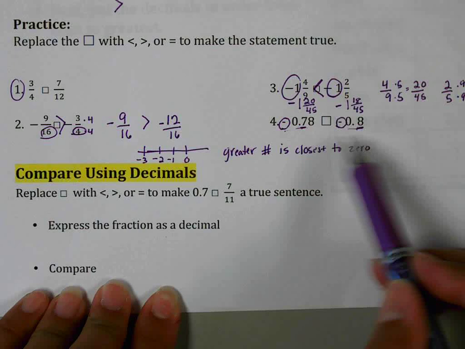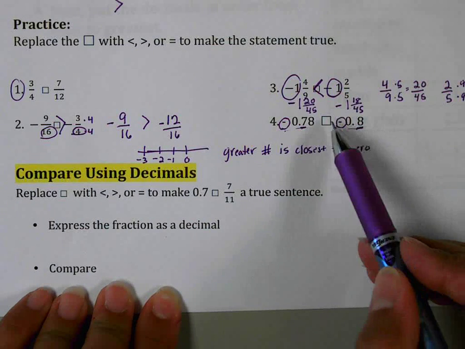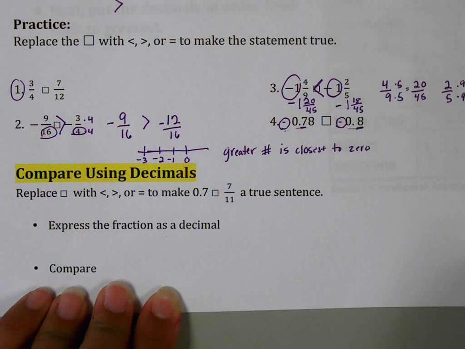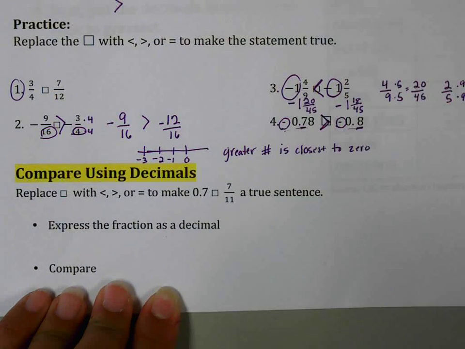If these were positive, then 0.8 or 8/10 would be greater. But because these are negatives, -0.78 is going to be our greater number.